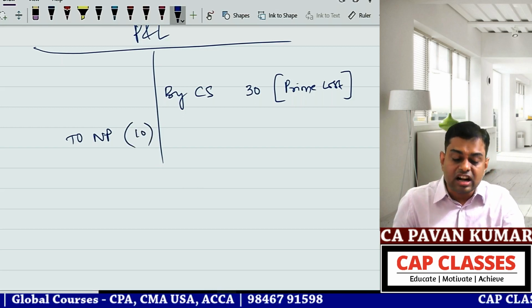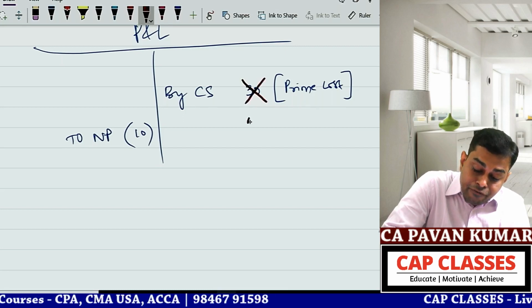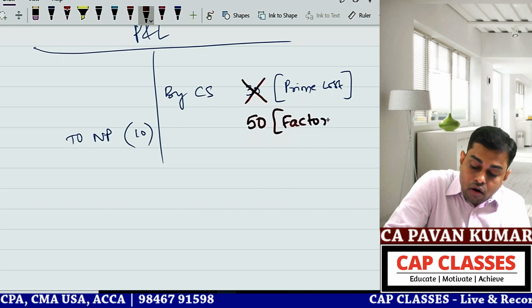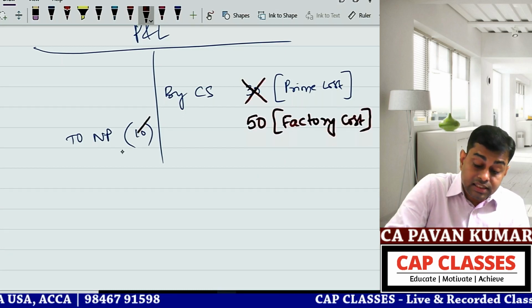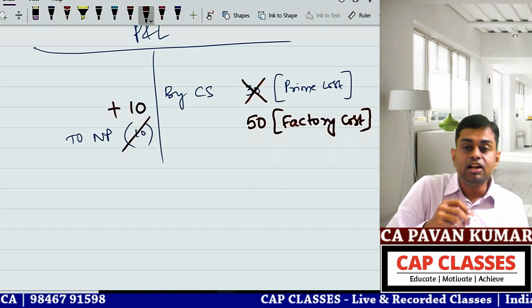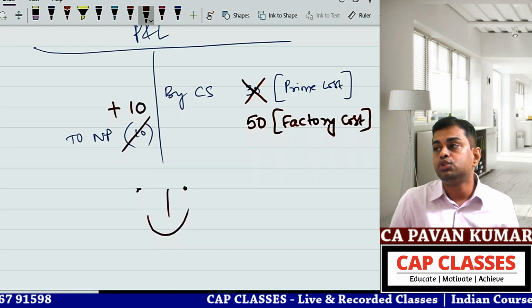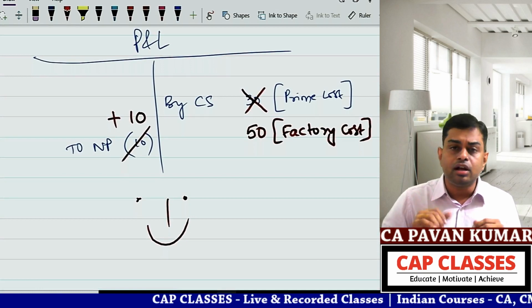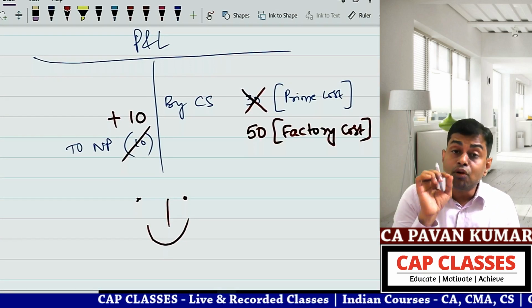The company did not like it. What they did is, make it 50. This is factory cost. Then this will increase by 20. So it will become plus 10 crores. Now the shareholder is happy. Now a student will ask, sir, simply because a shareholder will be happy or the MD will be happy or the board of directors will be happy, can we do this? Can we do this? Now try to understand.